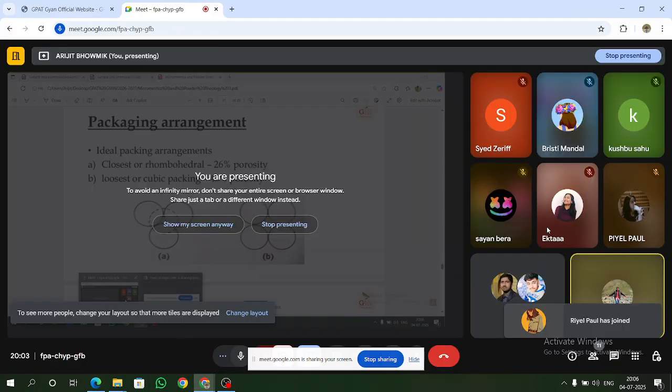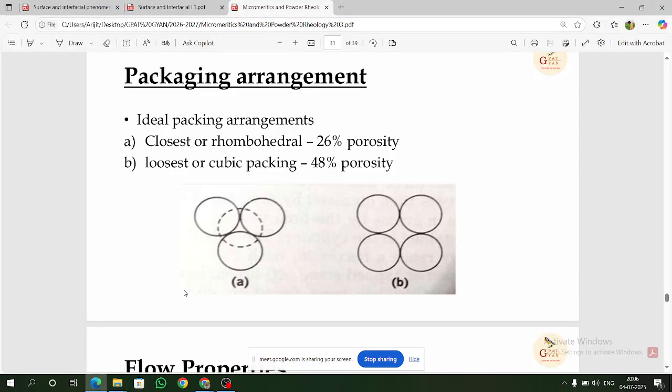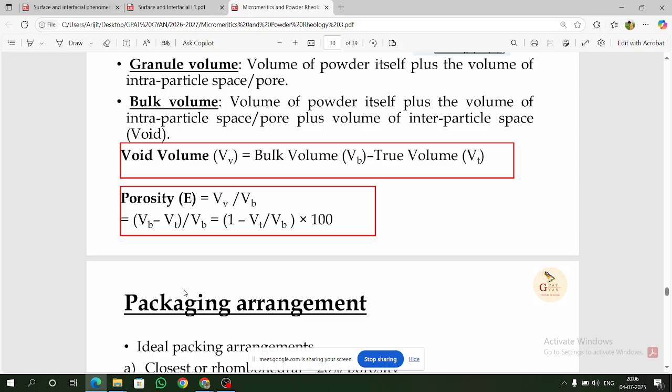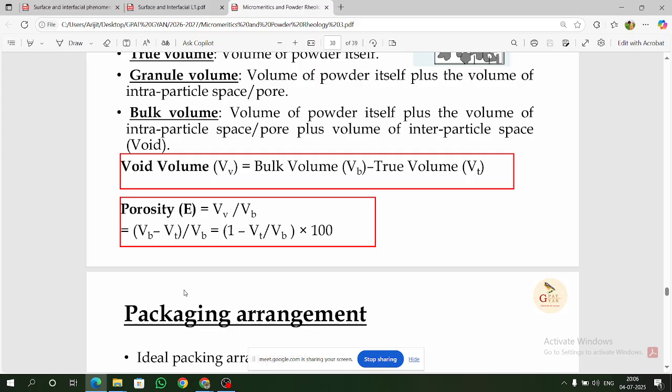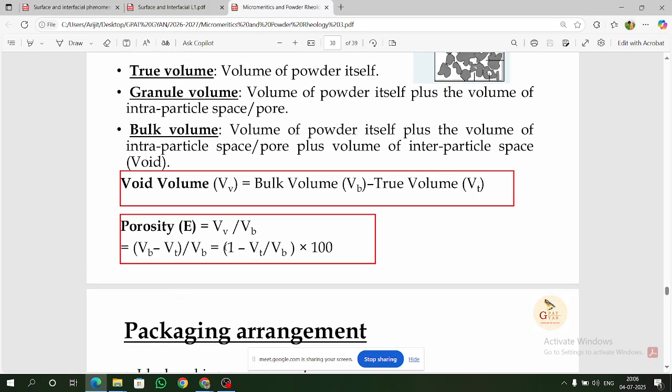What is the formula of porosity? Porosity equals 1 minus true volume by bulk volume, or equivalently void volume divided by bulk volume. Yes, that is the formula.